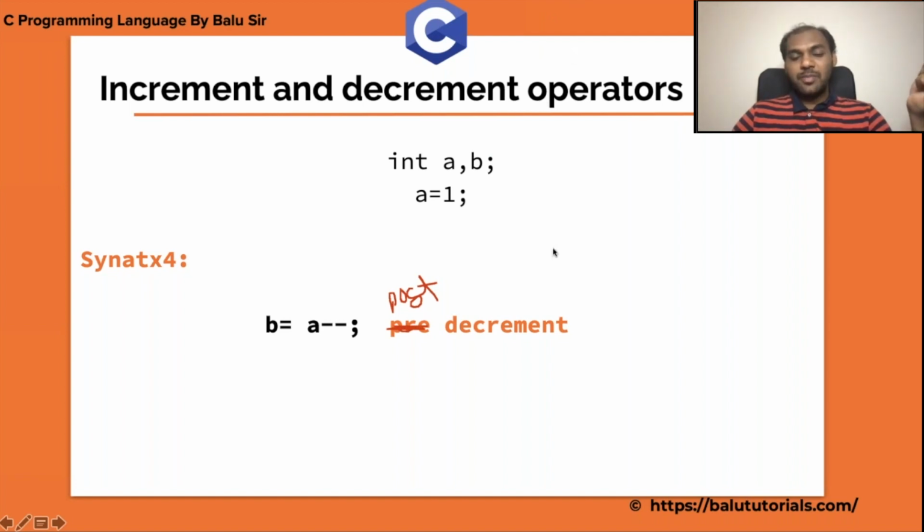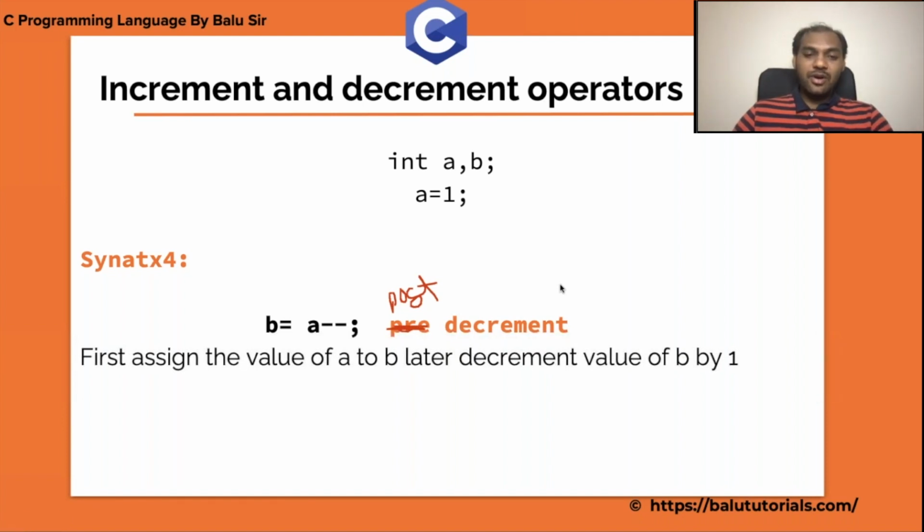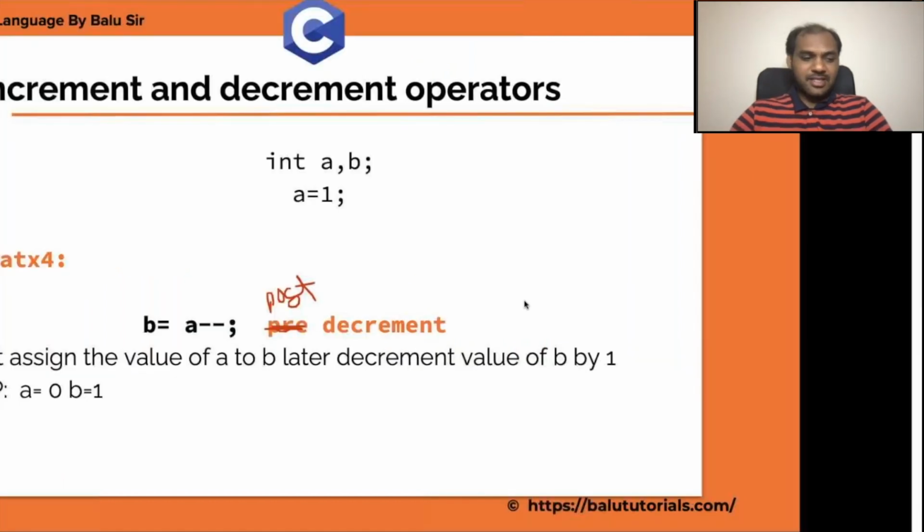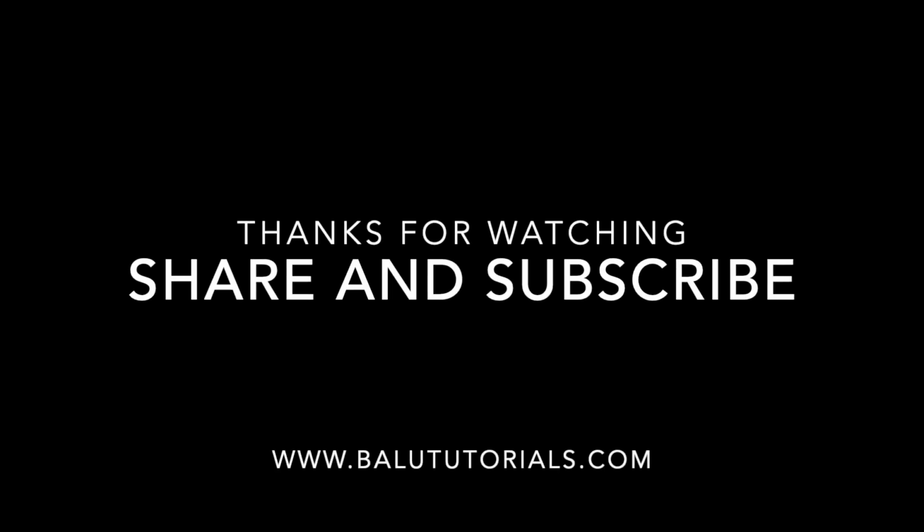So according to that particular behavior, first assign the current value of a to b, later decrement the value of a by 1. So in this particular case, a is 0 and b is 1. A is 0 and b is 1. Okay. So these are the primary syntaxes.